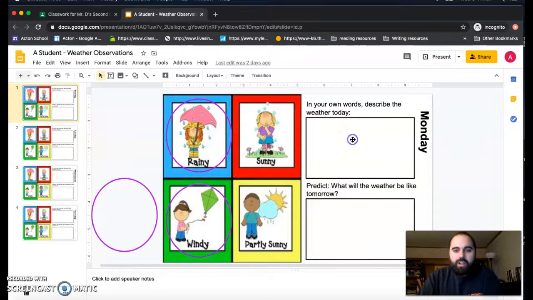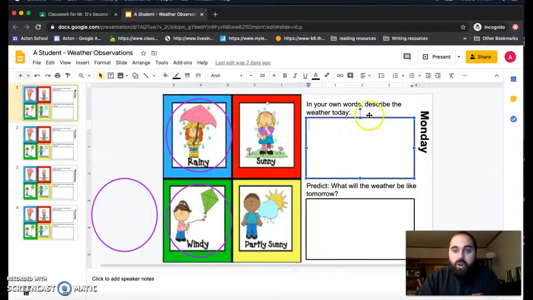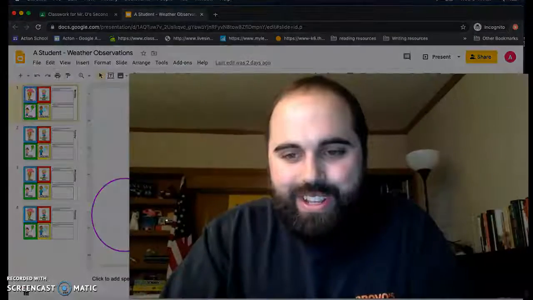And make sure you double click on these boxes and you can put in your own words how you describe the weather and your prediction for tomorrow. I can't wait to see all these predictions to see how they are turning out.